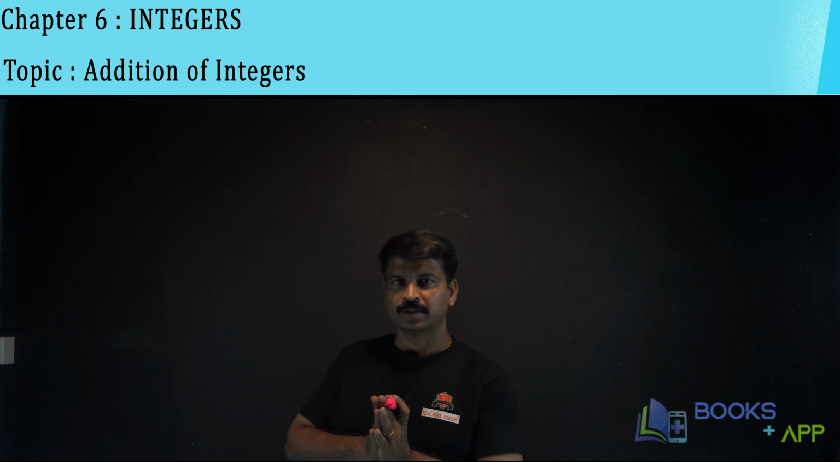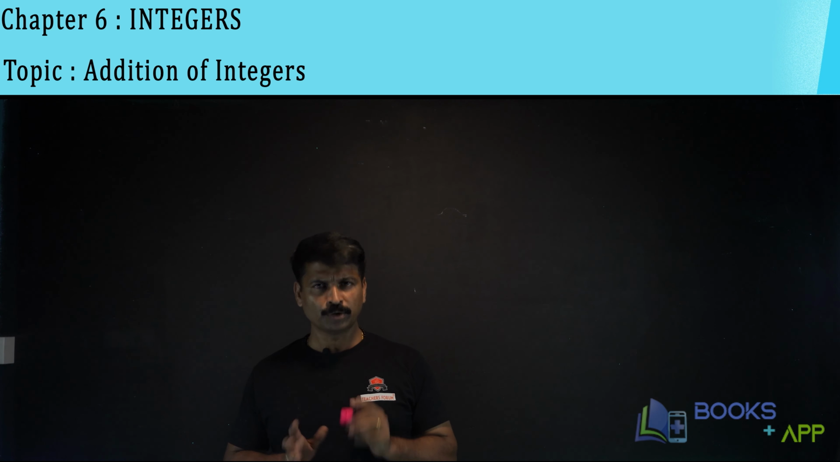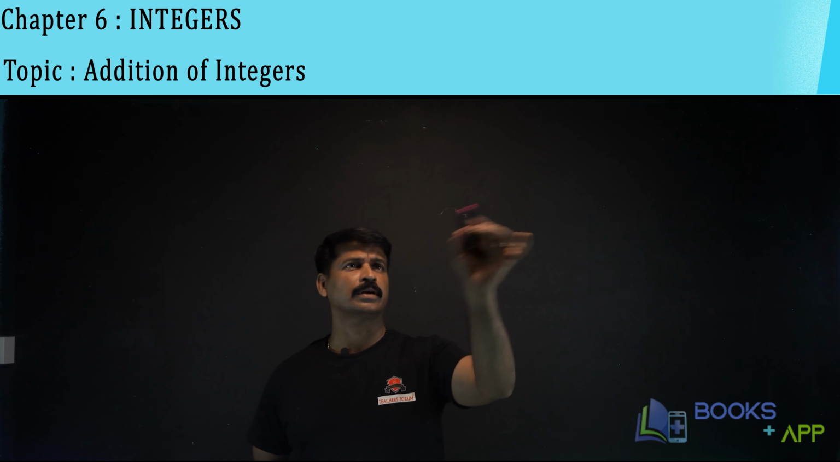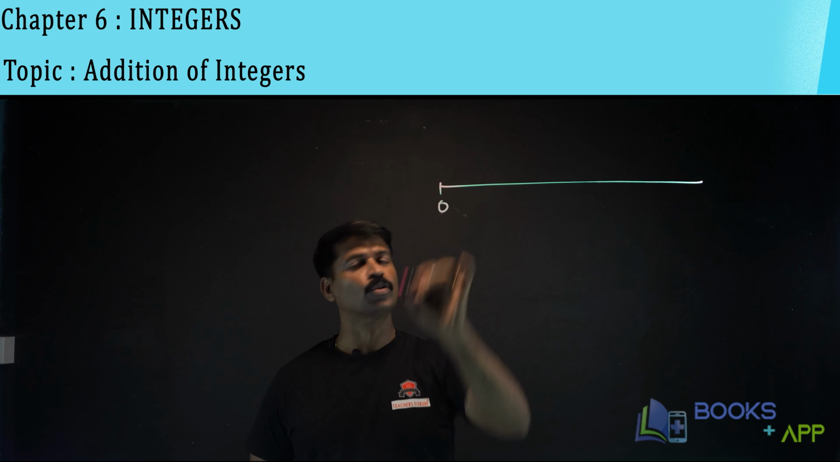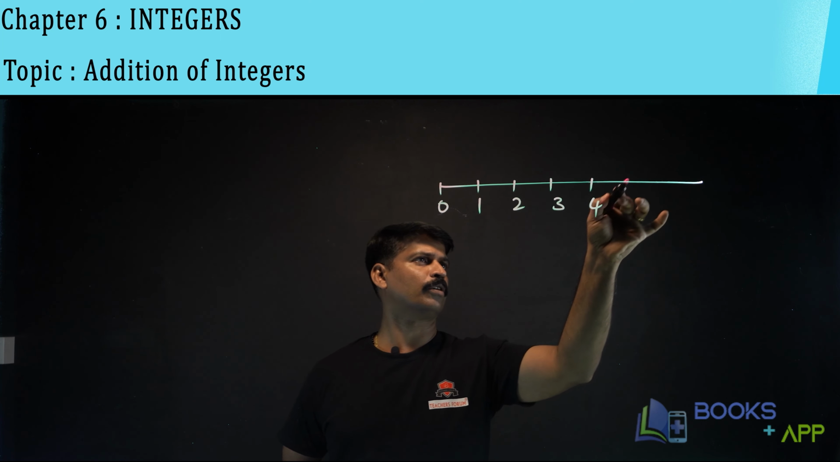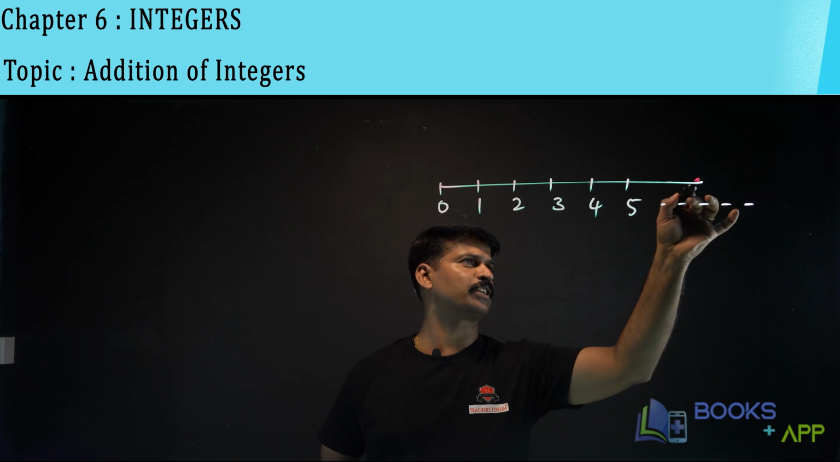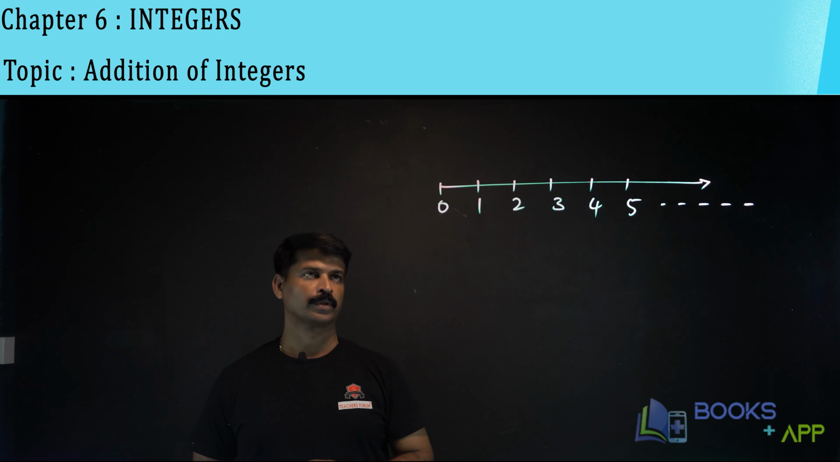Hi students, in the previous chapters we discussed whole numbers. You know how to represent whole numbers on a number line. Here we start with 0, then 1, 2, 3, 4, 5, 6, etc. It forms a number line for whole numbers.